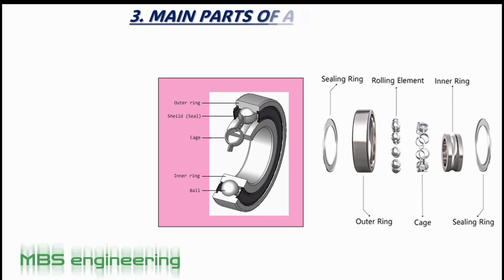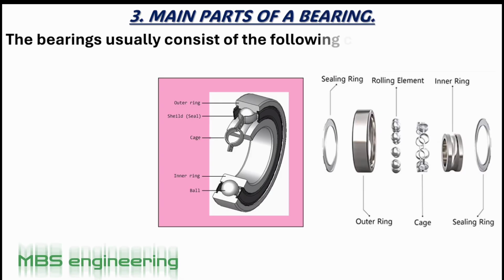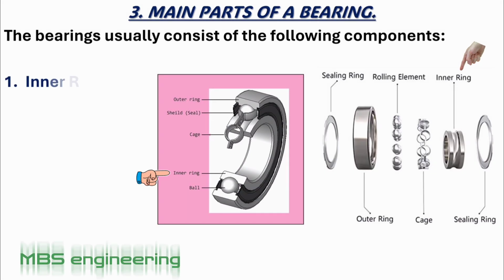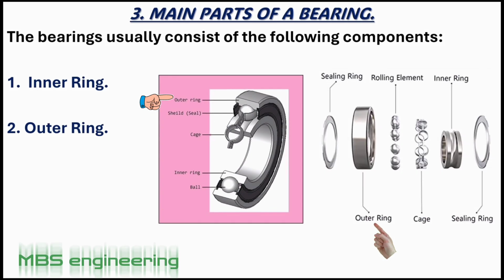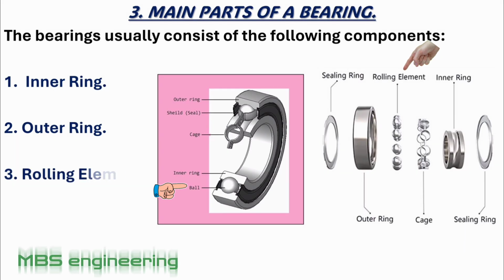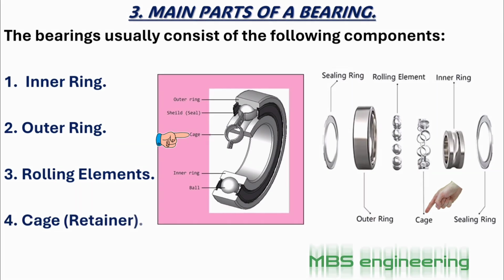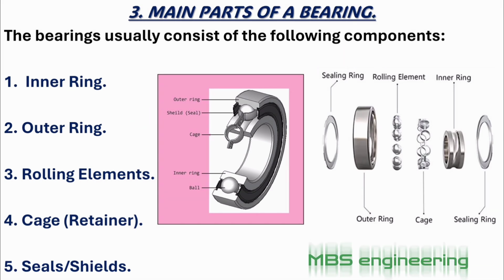Next, we will learn and understand the main parts of a bearing. A typical bearing consists of the following main components. The first main component, inner ring. The next main component, outer ring. The next main component, rolling elements. The next main component, cage, or retainer. The next main component, seals, or shields. Let's understand each part one by one.